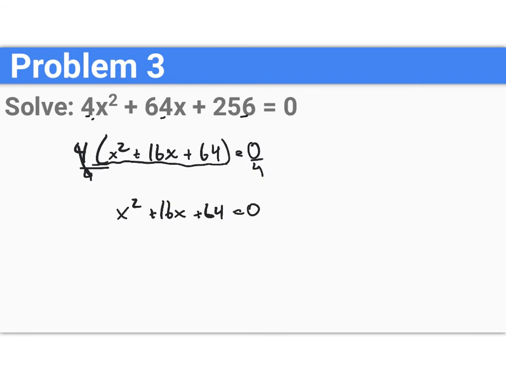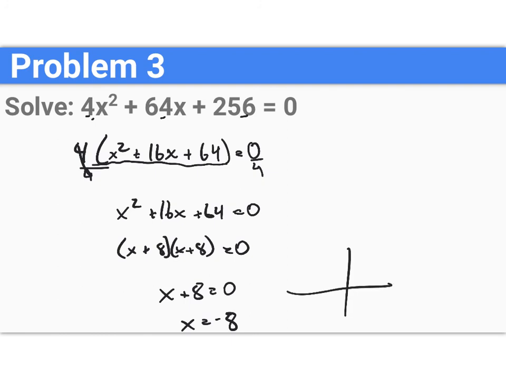And so now, what do we have here? We have the same perfect square trinomial that we saw before. Since it's the same, we'll just say x plus 8 equals 0, and then x equals negative 8. And then the parabola will be the same as before. It touches the x-axis in one spot at negative 8.